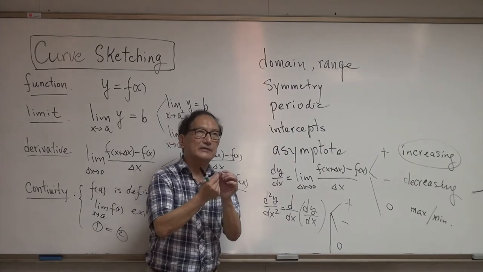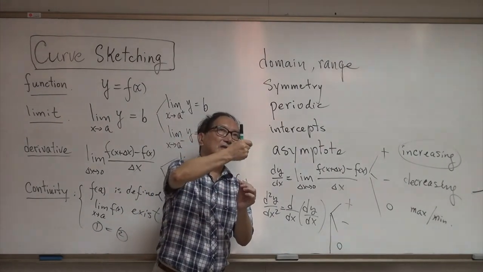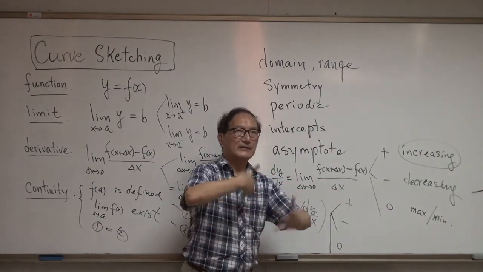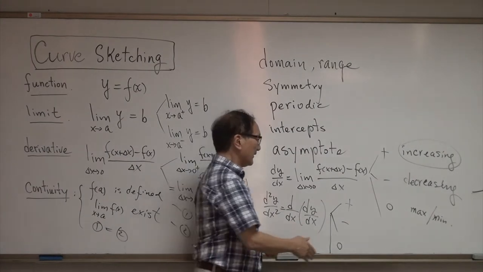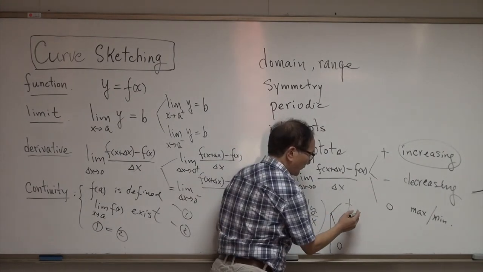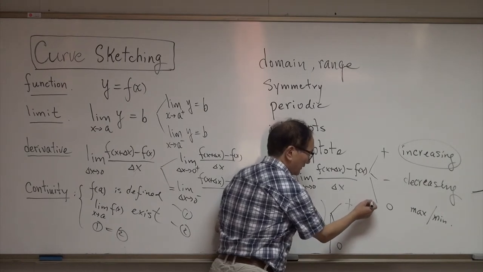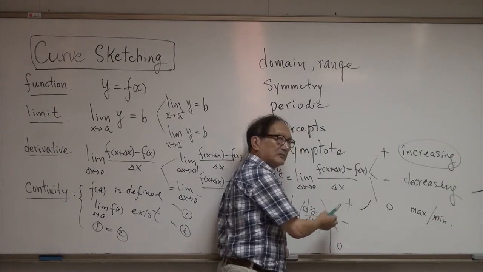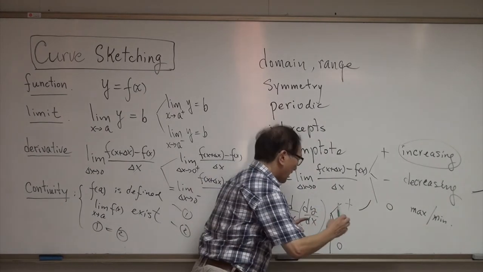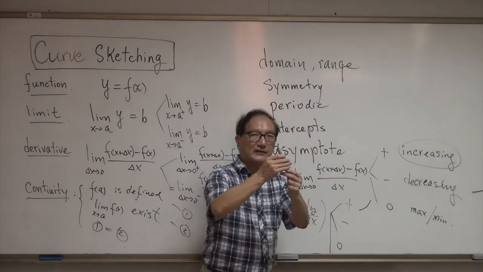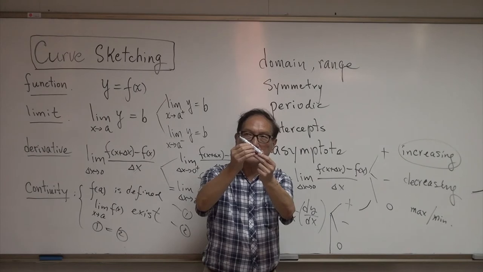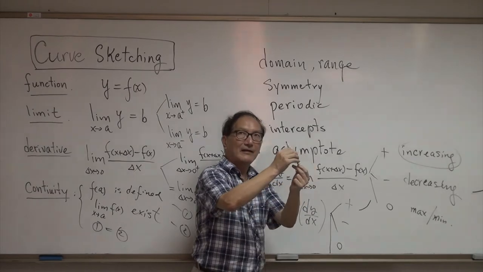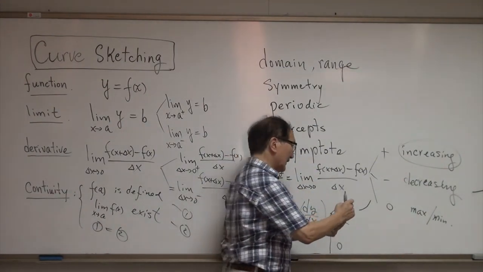That means as x increases, the change of the gradient is positive, so the gradient of the tangent is getting larger and larger. If this is the case, the curve has to be this way, right? See, the tangent line's gradient is getting more and more positive. Or if the gradient of the tangent line is negative, it is getting less and less negative.